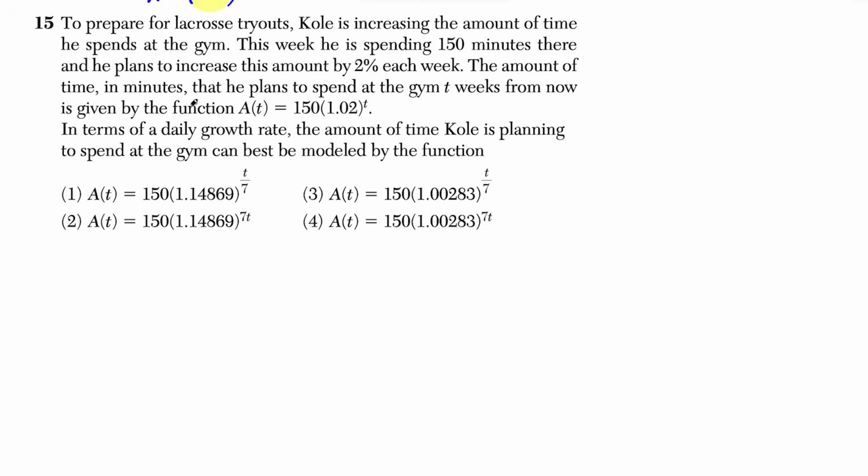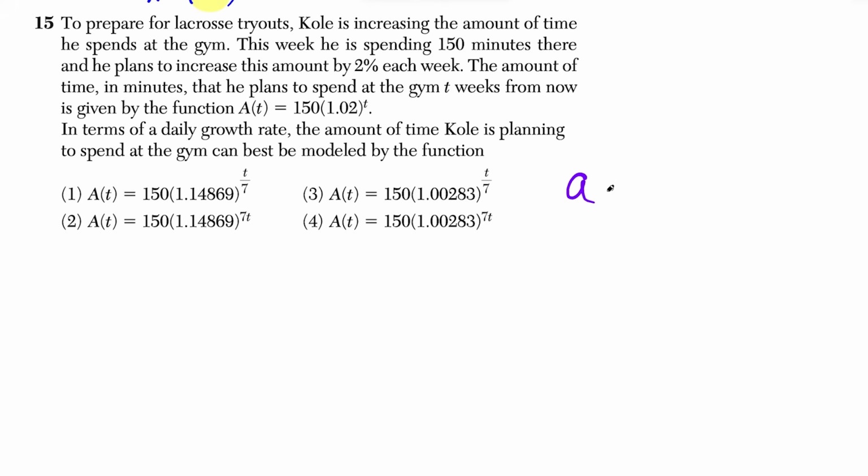The amount of time in minutes that he plans to spend at the gym t weeks from now is given by the function a of t. In terms of a daily growth rate, the amount of time Cole is planning to spend at the gym can best be modeled by the function, and we have these 4 options here.